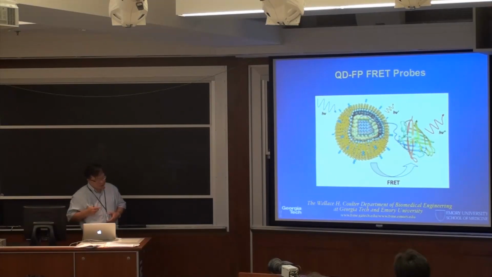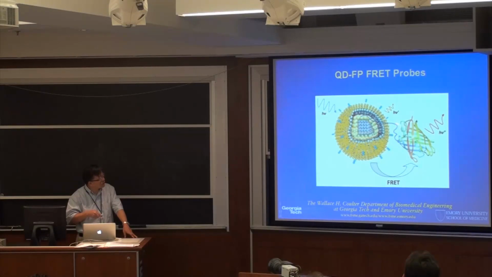So let me quickly go through another probe in addition to beacons. One thing we have done recently was to combine fluorescent proteins, which is multicolor, with quantum dots, which is also multicolor, as I showed you. What we did was to conjugate multiple fluorescent proteins to a single quantum dot through a linker. Okay, so that way there's a fluorescence resonance energy transfer between the two, right?